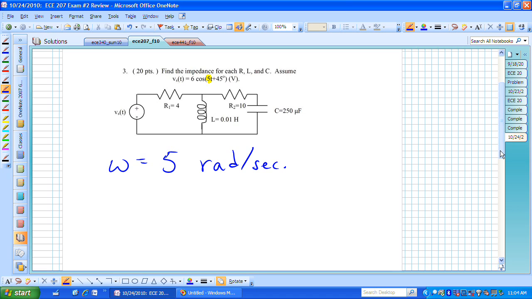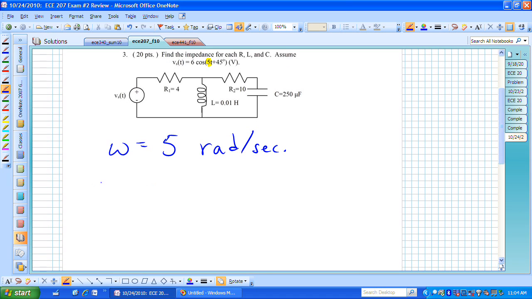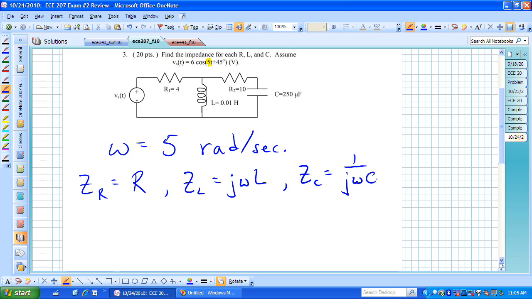Once we know that and remember our formulas, we have the impedance for a resistor, Z sub R, is just R. The impedance for an inductor is j omega L, and the impedance for a capacitor is 1 over j omega C. If we have those, it's now pretty straightforward to find all of the impedances for the different circuit elements.